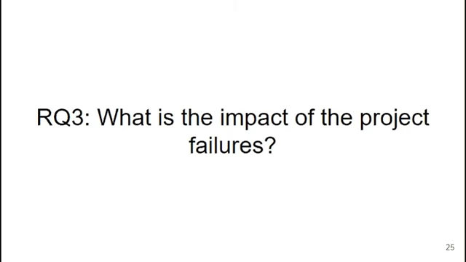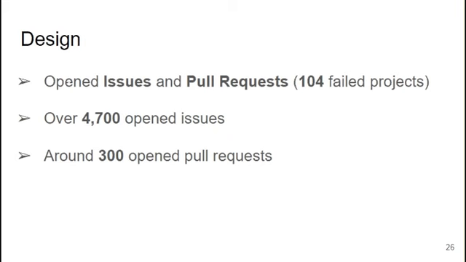So now I'm going to show the results and the design to answer the third research question. What is the impact of the project failures? So to answer this research question, we count the number of opened issues and opened pull requests from the 100 full projects that have failed. So we found over 4,700 opened issues, and we found around 300 open pull requests.